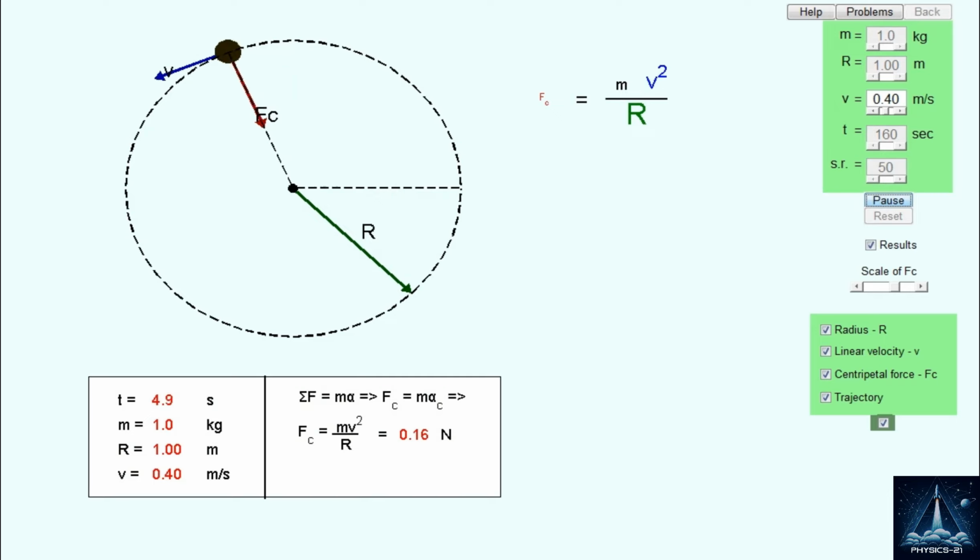The motion of the object is shown. The centripetal force Fc applied to the object is perpendicular to the linear velocity v, while its direction indicates the center of the orbit.